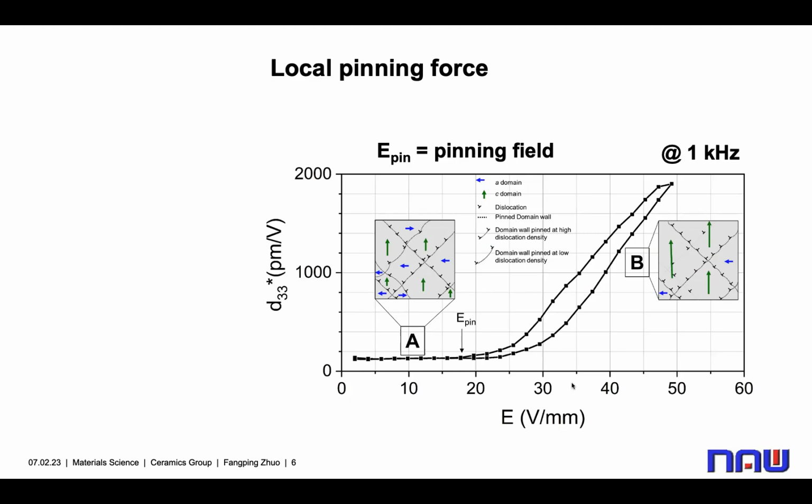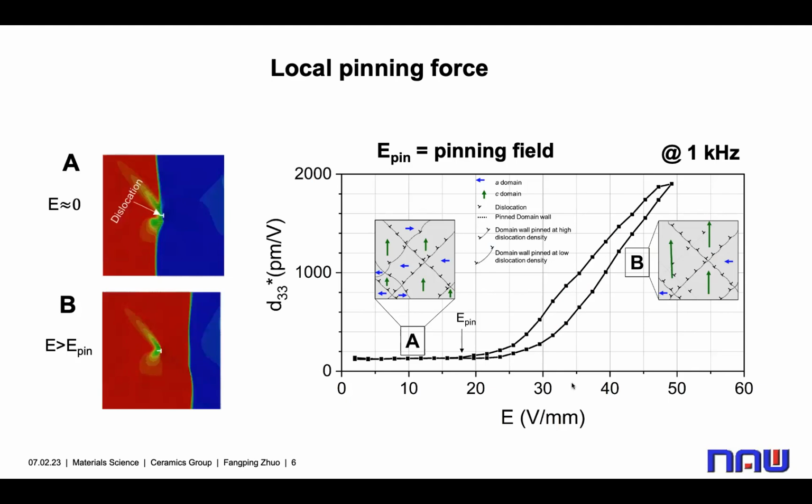So what could be the mechanism underlying the large increase in d33*? When we introduce dislocations into the single crystals, we introduce local energy potentials. When the electric field is low, the domain walls can be pinned by dislocations. If we apply an electric field higher than the pinning field, the domain walls can go across the dislocations, and this will largely contribute to the displacement of the entire sample.